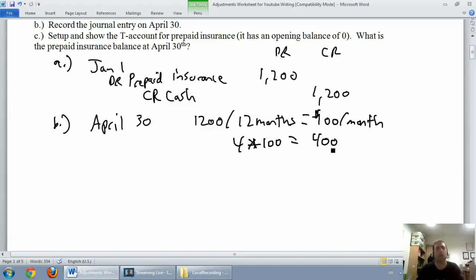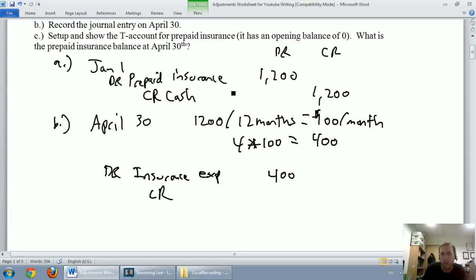We need to say this is a cost. So we're going to debit insurance expense. We always debit expenses. Remember that. And again, the date's April 30th. For $400. And we're going to credit, and I hope you've guessed it, prepaid insurance. We wanted to say our prepaid insurance was $1,200. We had a $1,200 asset. That asset needs to be reduced by $400. So let's credit our prepaid insurance.